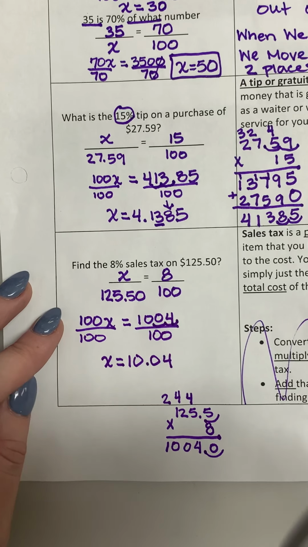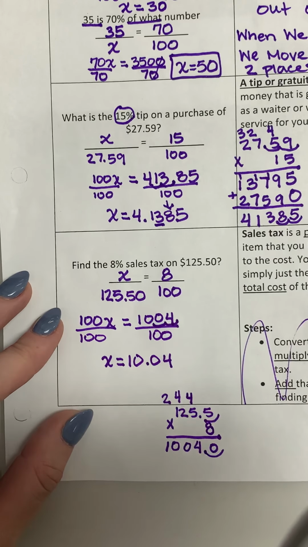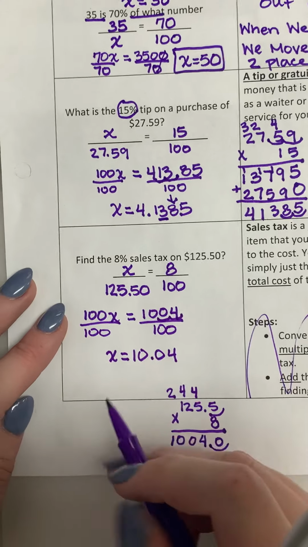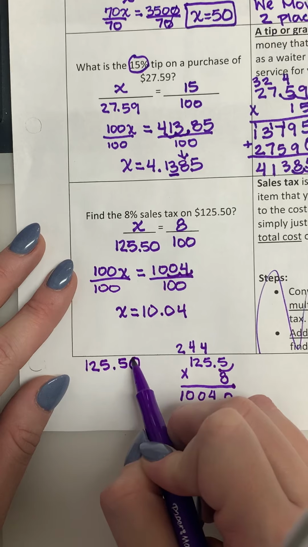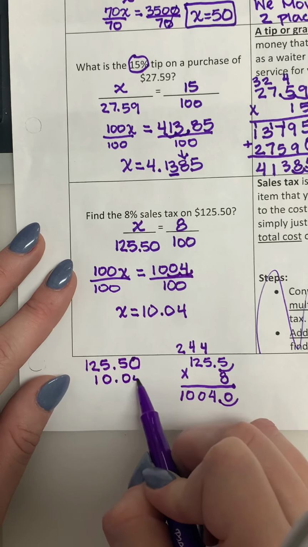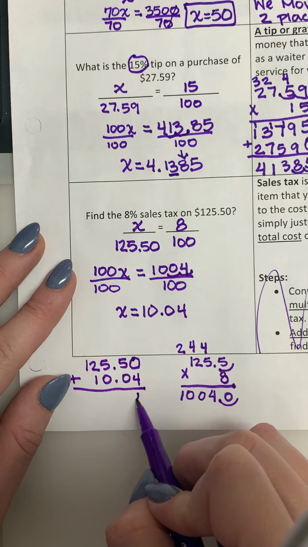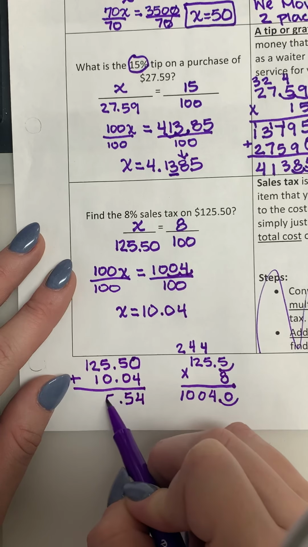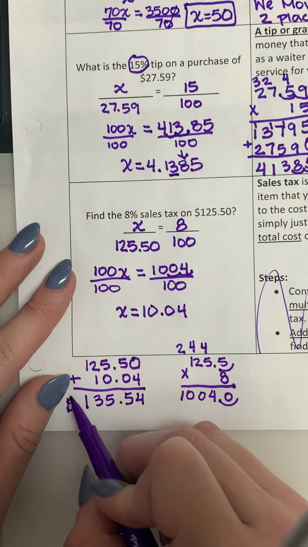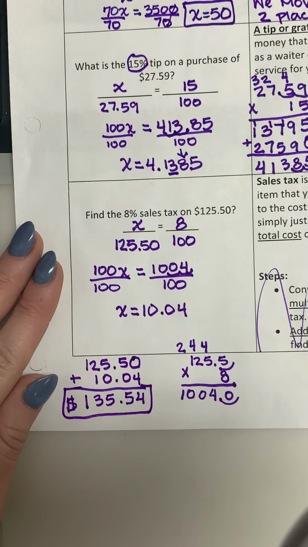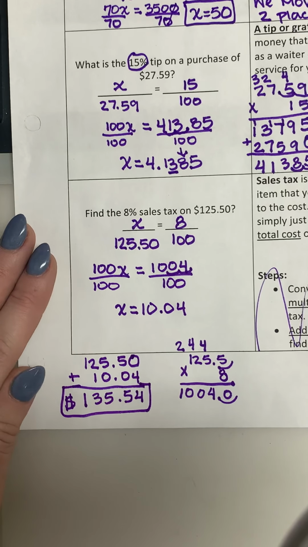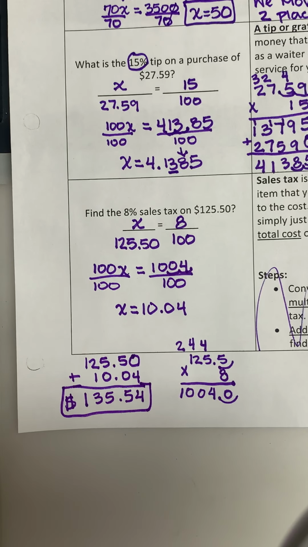So if we wanted just to know the tax, we could stop here. But if we want the total cost, we're going to have to add our tax to the total bill. So in this case, I would take our total plus the amount of tax and see that we would have to spend a total of $135.54. So on today's assignment, please be careful and read what it's asking you for. If it's asking you just for the tip or the tax, or if it's asking you for the total amount of the bill.